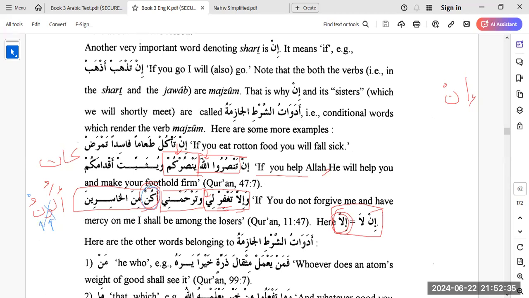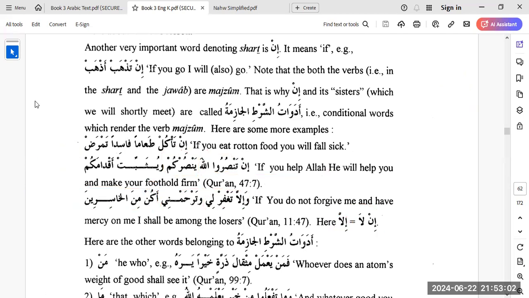Now, there are more words like in. So in is the first one, it means if, but there are more that we call instruments of condition. There are many instruments of condition and we call them the sisters of inna, right? So the second one we have technically, because in, if you consider as the first one, then you have man. So man, we already know what's man. We studied man as ism istifham, which means who.